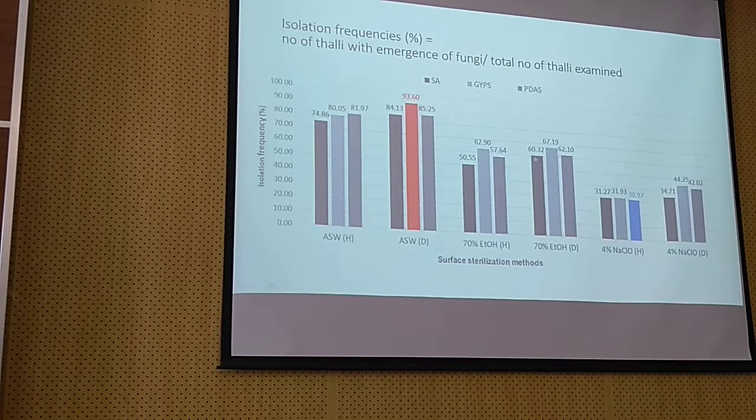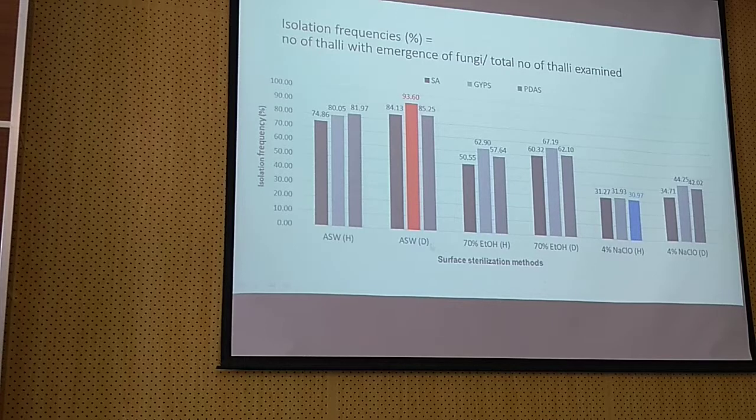As you can see, more fungi were isolated from the thalli washed with seawater, which is very reasonable because hypochlorite and ethanol are powerful disinfectants. So it kills a lot of fungi on the surface of the algae. So you get a lower number of fungi isolated from the thalli washed with sodium hypochlorite, and the ethanol is in the middle between the two.